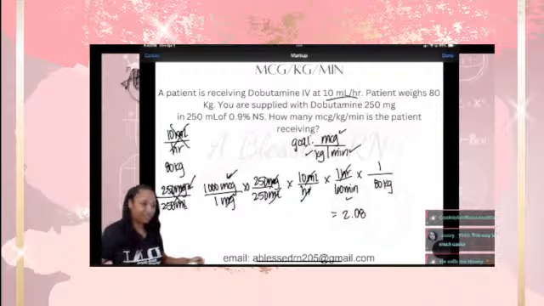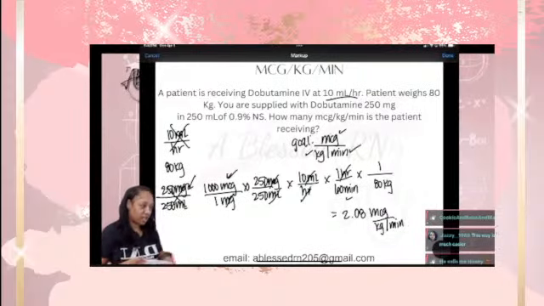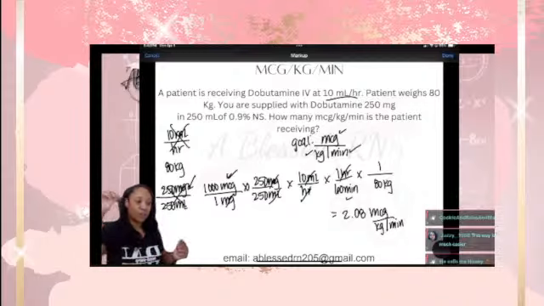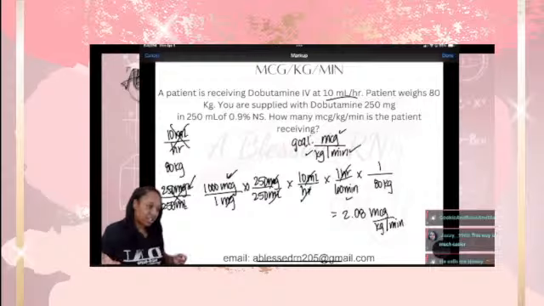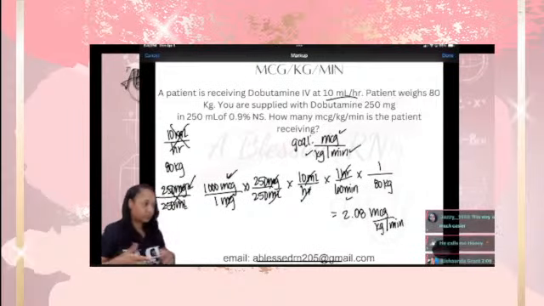Yes, Nashonda. Micrograms per kg per minute. Okay. So make sure you always label because we don't want you to get those points taken off. Make sure you put that leading zero and no trailing zeros. If this asks us to round to the nearest tens place, what would our answer be?